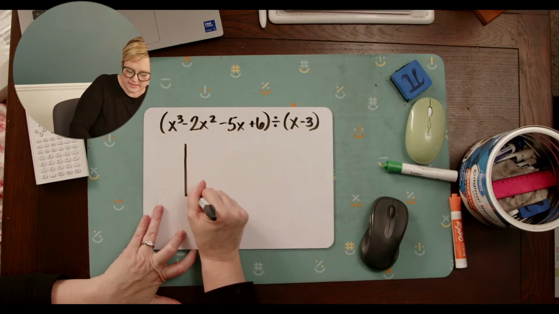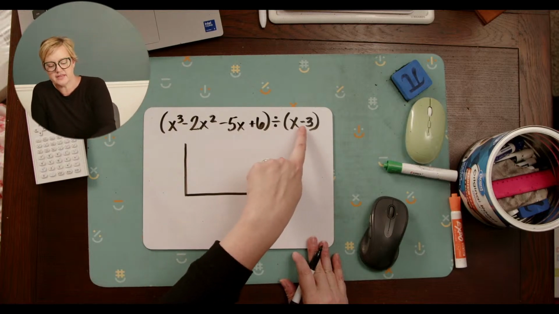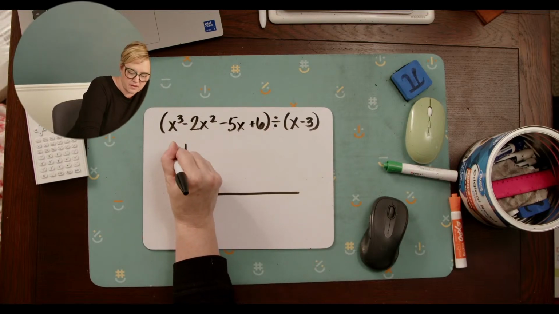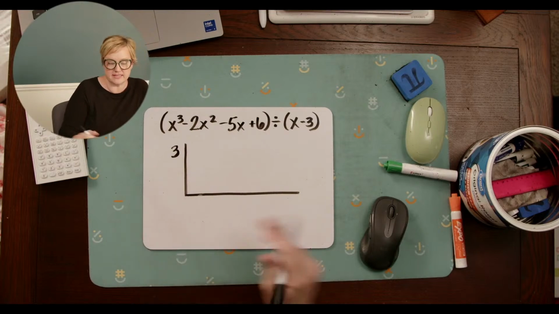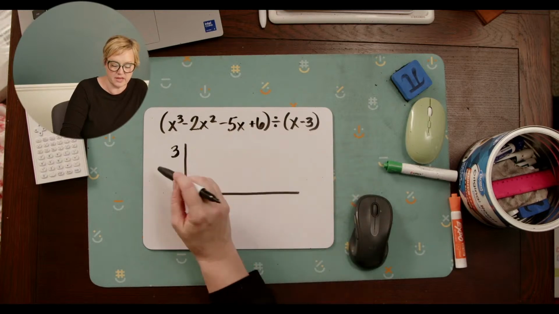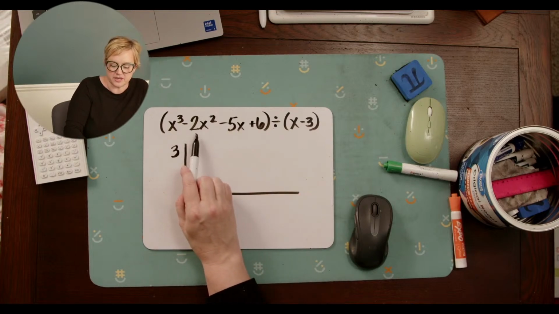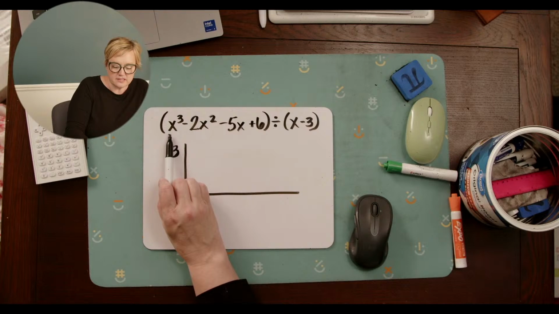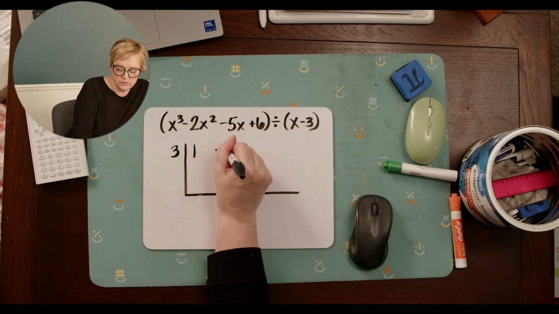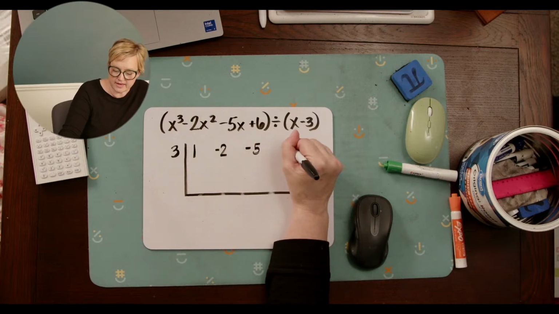So the way that we set this up is we just set up this little grid like this, okay? Now this x minus 3, I'm going to actually flip that value and use positive 3. The reason this 3 is out here is because this is a negative 3, so I use the opposite of that. Now in here, I'm going to list all of my coefficients. The first coefficient is 1. The second one is negative 2. The third one is negative 5. And that last one is 6.